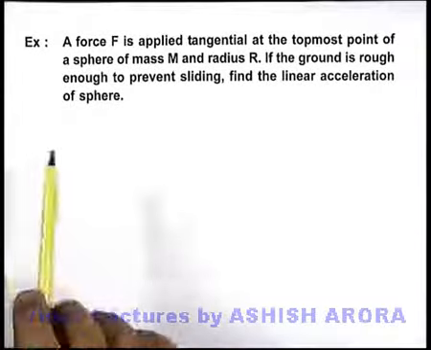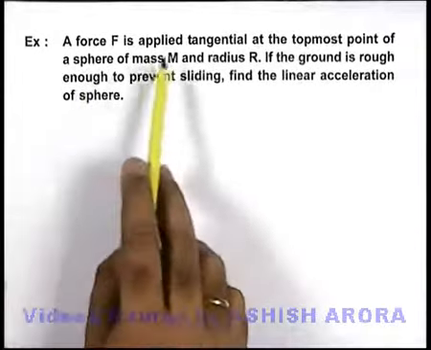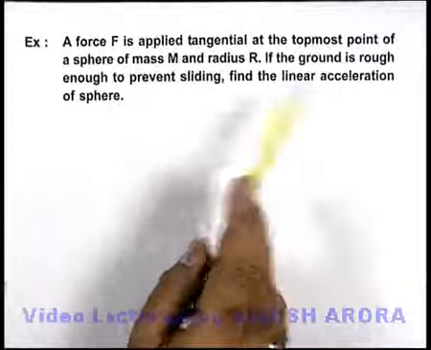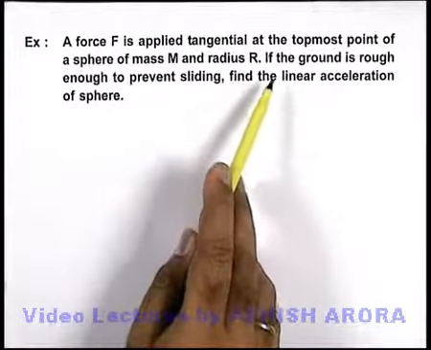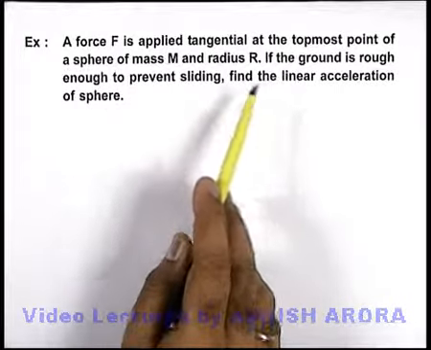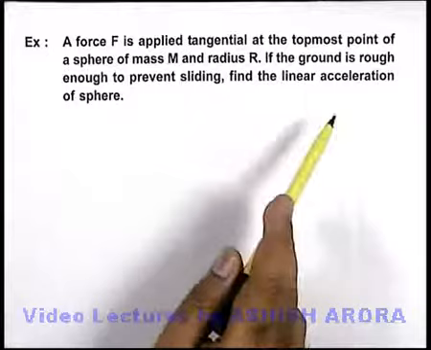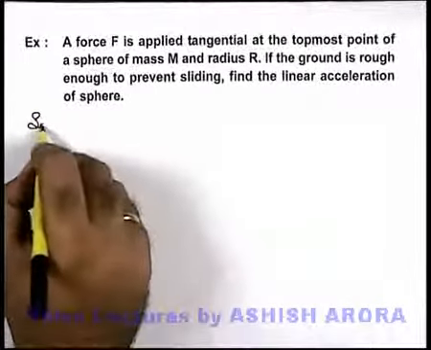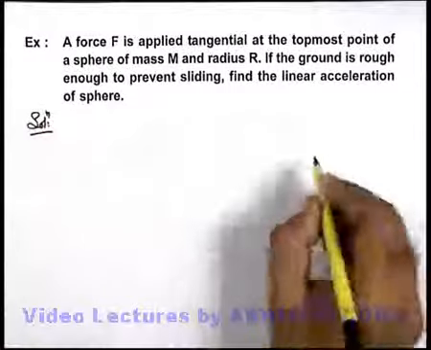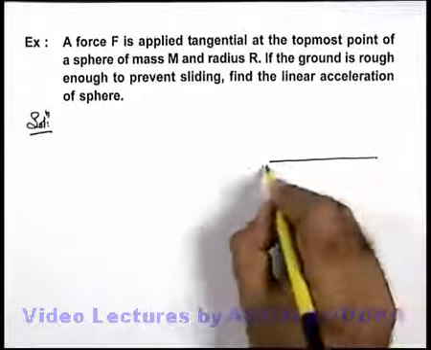In this example, it is saying that a force F is applied tangential at the topmost point of a sphere of mass m and radius r. And it is saying if the ground is rough enough to prevent sliding, we are required to find the linear acceleration of the sphere. Let's first draw the situation.